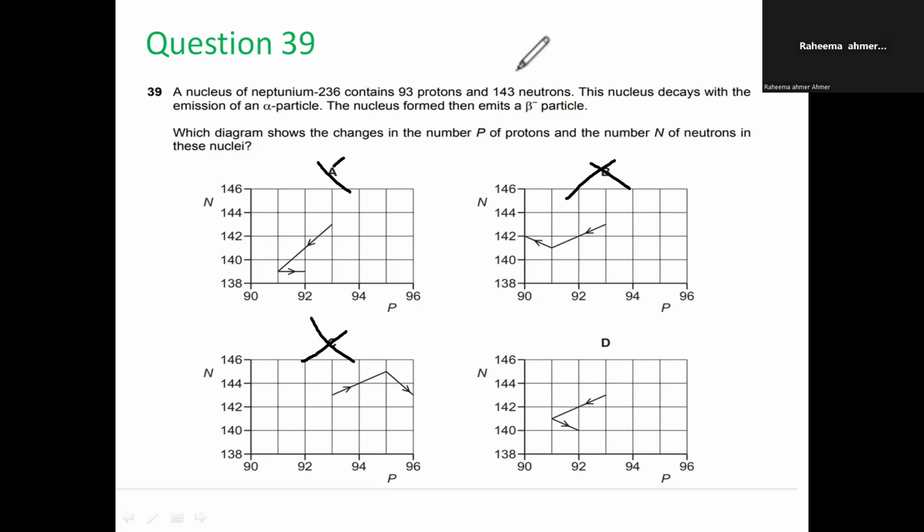So as we all know, in a beta negative particle decay, a neutron decays to form a proton. So the neutron number would decrease by 1, as it was 141, so it would be 140 now, and the proton number would increase by 1 because a neutron decays to form a proton. So it increases from 91 to 92. Yes, option D is the correct answer.